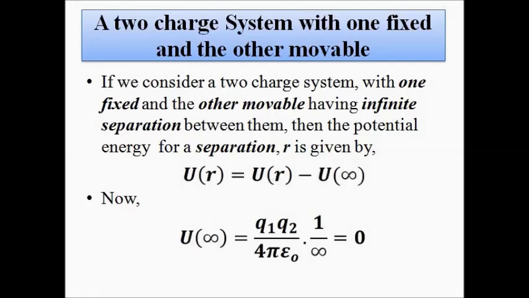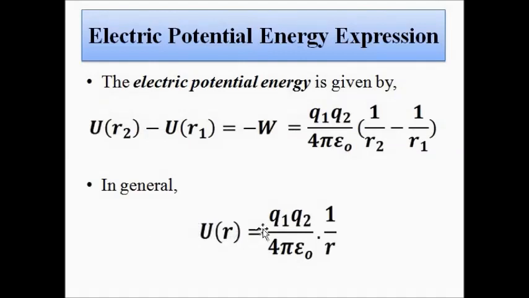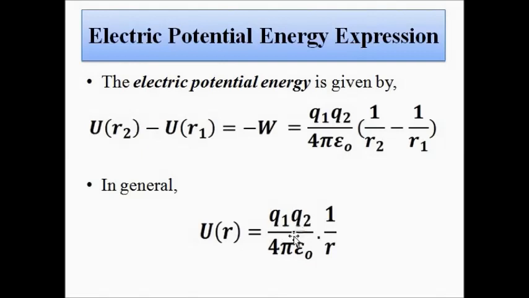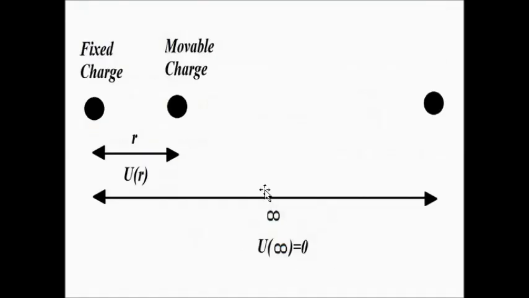Now we know the general form of the expression: Ur is q1 q2 by 4 pi epsilon 0 into 1 by r. If we substitute the separation with infinity, we know 1 by infinity is 0. So Ur minus U infinity becomes Ur, as U infinity is 0. So it is this general expression, q1 q2 by 4 pi epsilon 0 into 1 by r. So this is for this system.